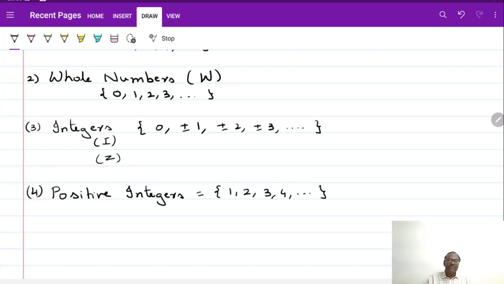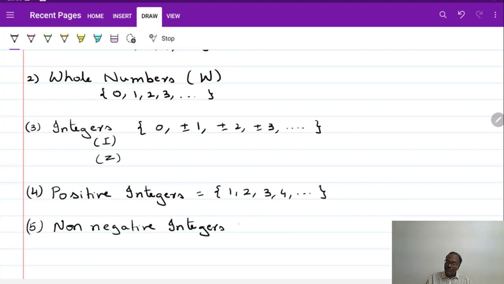Now there is a small difference between positive integers and non-negative integers. So let's write down what non-negative integers are. Non-negative integers means the integers are not negative. Those integers which are not negative also include 0. So they start from 0: 0, 1, 2, 3, and so on. These are all non-negative integers.